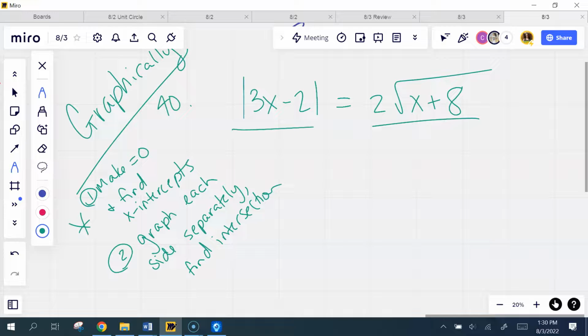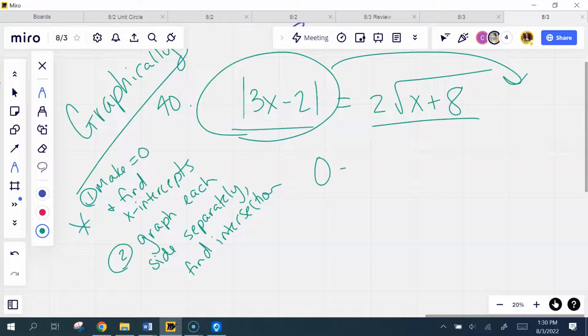I'm going to stick with this first way just because y'all are so used to finding zeros already. I think it'll be a little easier for you. So it doesn't matter which one you move, whichever one you want. I'm just going to move this one over here. So I'm going to have 0 equals 2 times the square root of x plus 8 minus the absolute value of 3x. So to your calculator we go.